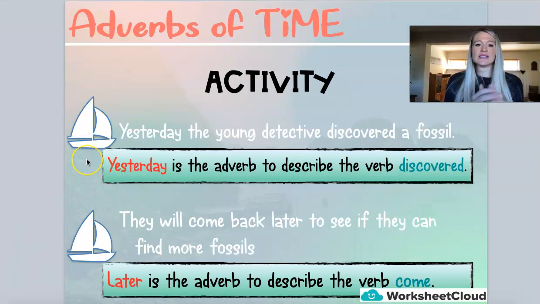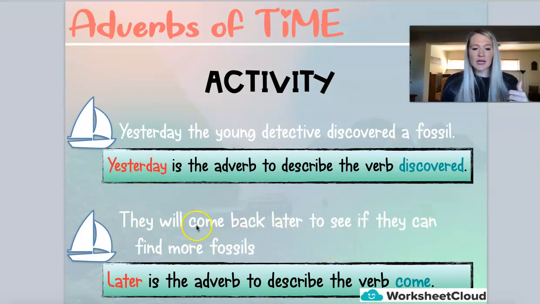So the first sentence says, yesterday the young detective discovered a fossil. Okay, so when did the young detective discover a fossil? He discovered it. So discover is our verb. And when was that fossil discovered? It was discovered yesterday. So yesterday is our adverb of time. It gives us a sense of time. It was discovered yesterday.